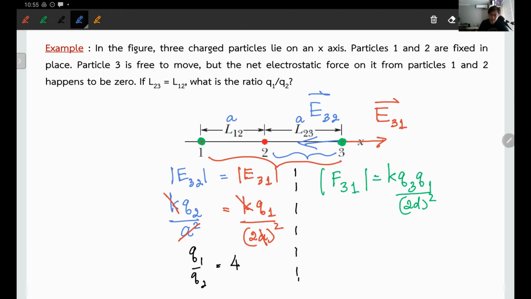I do the same thing between the charge number 3 and the charge number 2. So the force between the charge number 3 and charge number 2 is going to be K Q3 Q2 over the separation squared. And then I'm just going to equate these two. As you can see, once I equate this, the Q3 will cancel. And then you eventually get back to this.